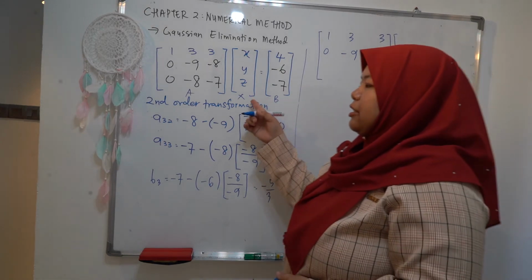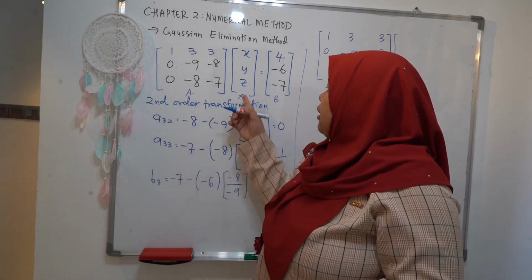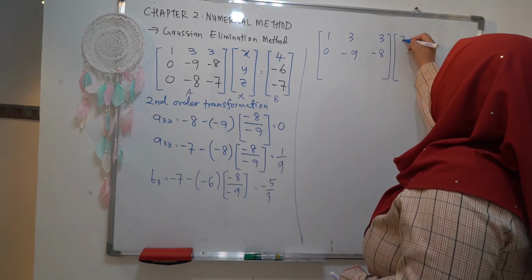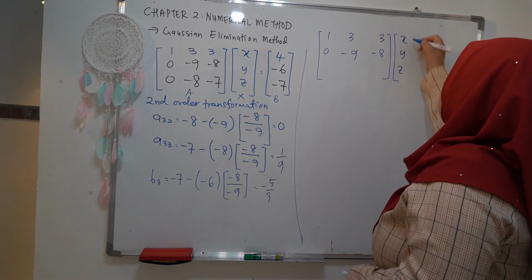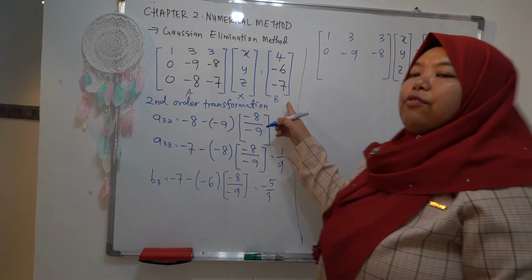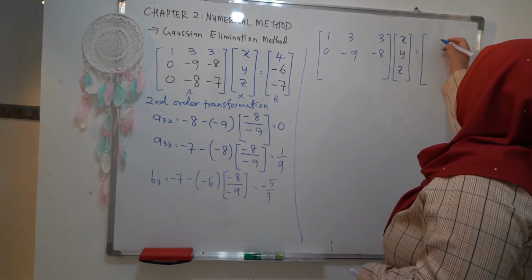For the matrix X, it's just a variable, so I do not change anything, I can just copy and paste. And for the matrix B, it is 4 and -6, I can copy.